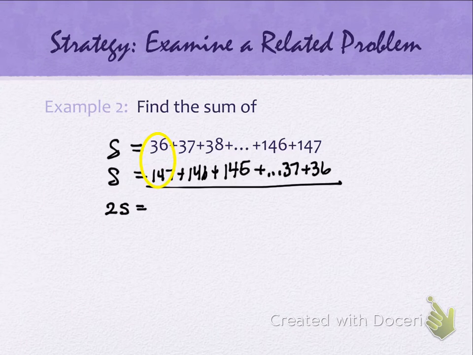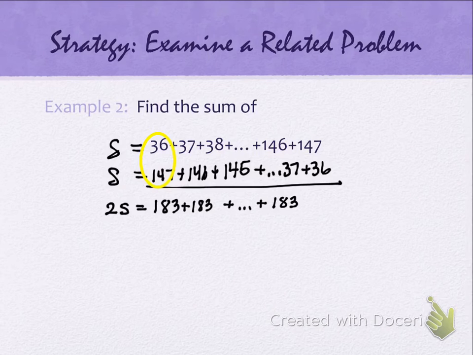There. It's 36 and 147. What is it? 183 is right. And are they all 183? Yep, they are. They're all 183. So I have a bunch of 183s. And the question is, how many 183s do I have?